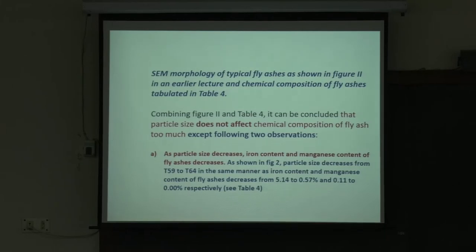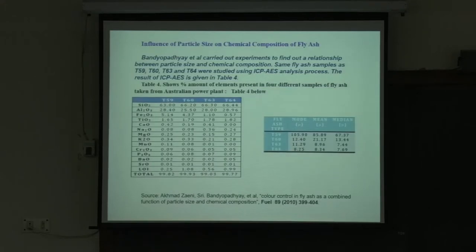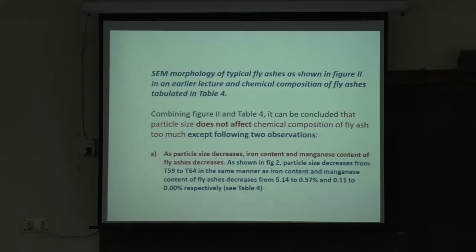Now, the SEM morphology of typical fly ash is shown in figure 2 in an earlier lecture, and the chemical compositions are given in table 4. Remember, we showed this SEM microstructure, and these are the compositions of those four fly ash samples. Combining figure 2, that means those SEMs, and table 4, it can be concluded that particle size does not affect the chemical composition of fly ash too much, except as particle size decreases, iron content and magnesium content of fly ash decreases. This is one thing.